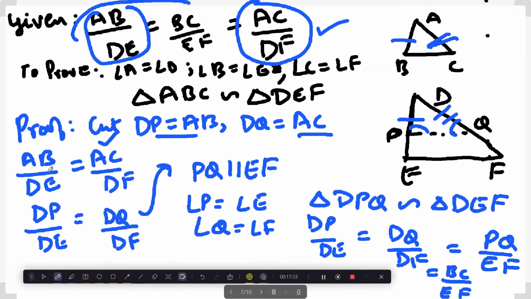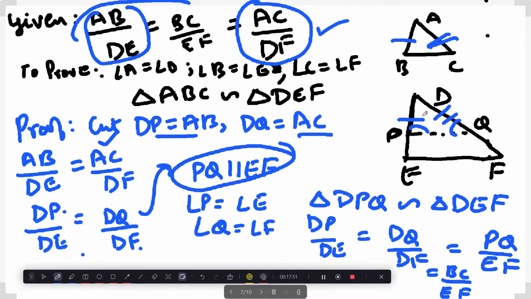We have written that. Now let's substitute AB and AC by DP and DQ. DP by DE is equal to DQ by DF. What does this prove? DQ is parallel to EF, by Theorem 6.2.